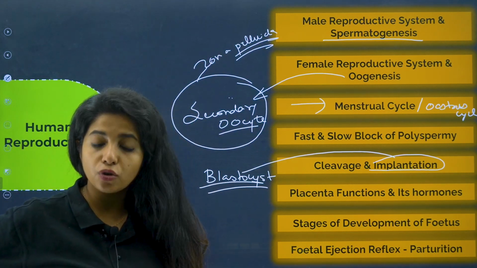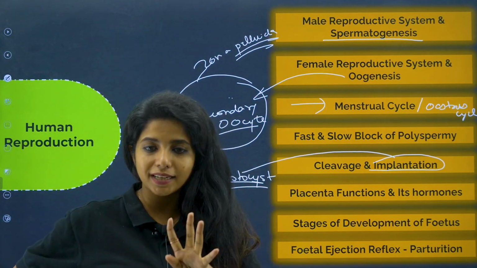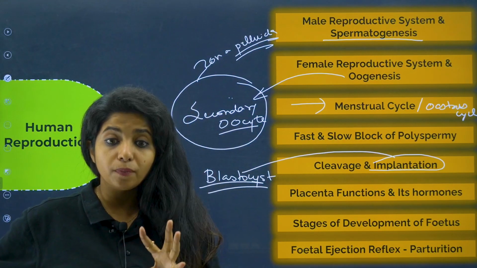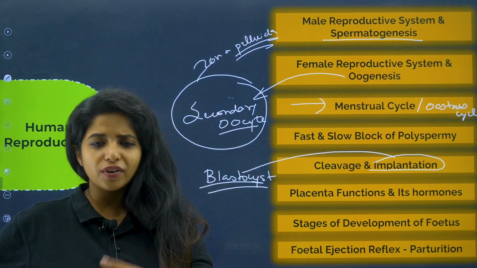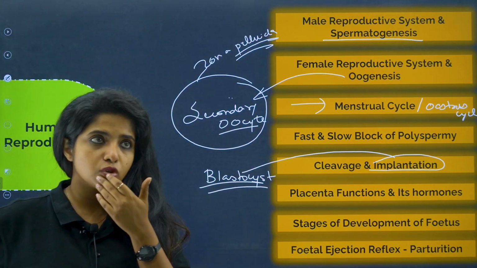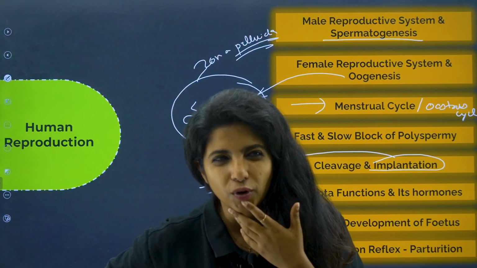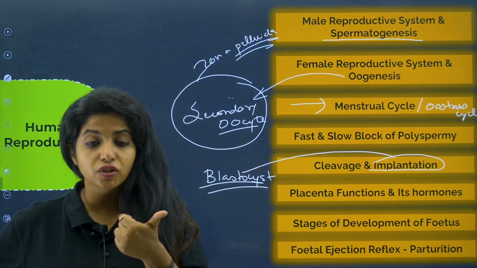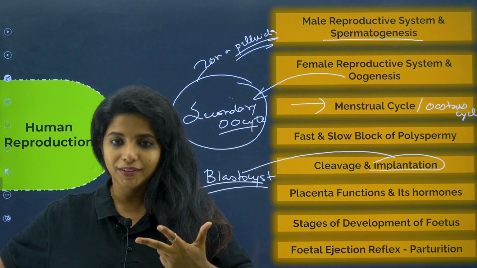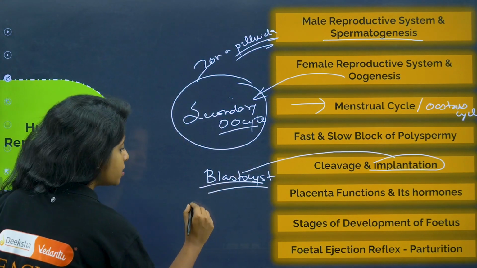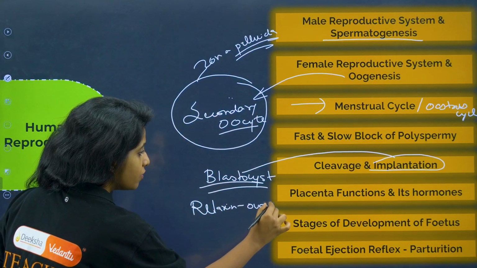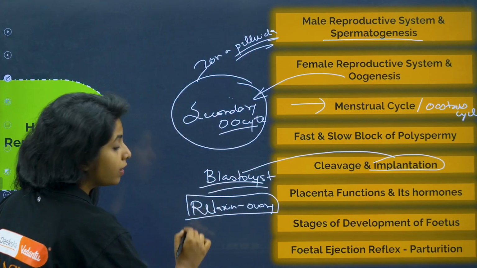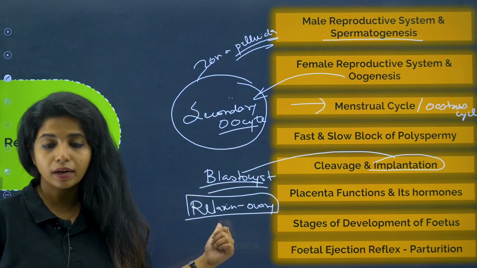Placenta's function and its hormones. There are 4 hormones released by the placenta, so you should be knowing about that. The functions of the placenta as well: exchange of gases, removal of waste materials and stuff like that. Hormones: human chorionic gonadotropin, human placental lactogen, estrogen and progesterone. Apart from that, there is something known as relaxin being produced by the ovary. So a question can be: which hormone is produced by the ovary during the later phase of pregnancy? It is relaxin, my dear children.